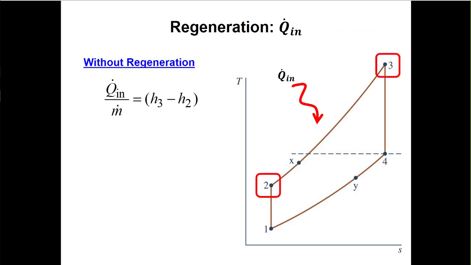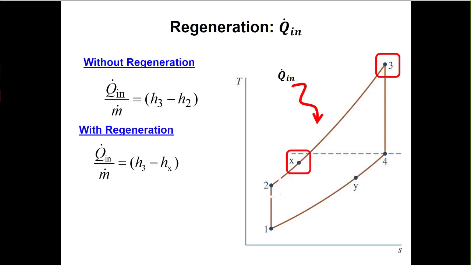We talked about, for regeneration, if we're talking about this heat transfer rate in, it'd be m dot times h out minus h in, if we can make all the assumptions we usually make, right? And without regeneration, we go from state 2 to state 3. But with regeneration, we only have to go from state x to state 3.